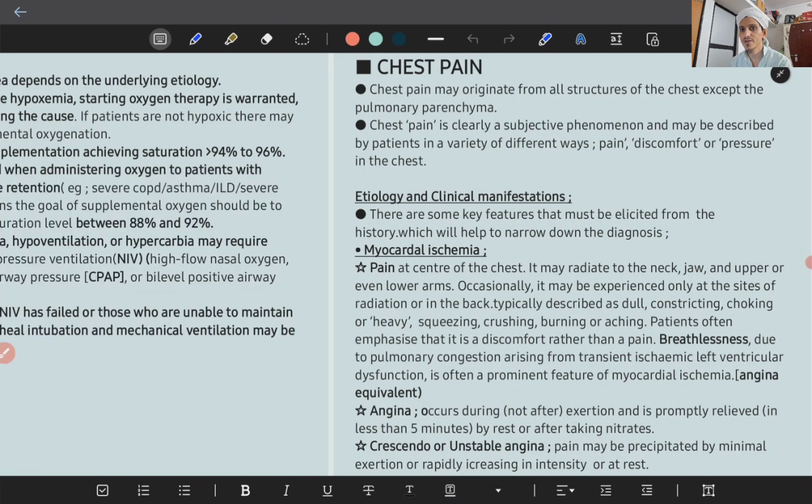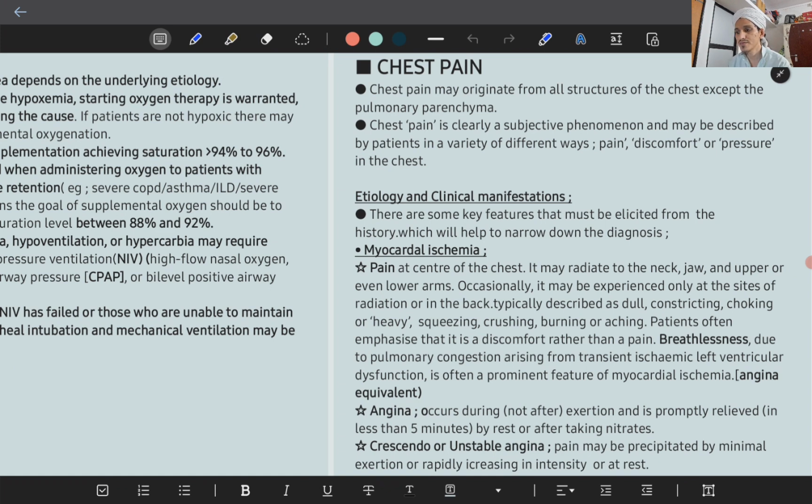Welcome to the channel of Easy Medical Notes, which is a summary of standard medical textbooks like Harrison, Davidson, Oxford, McMaster, Pocket Medicine. So let us learn today about the next cardinal symptom of both cardiac and respiratory system, that is chest pain. So let us start.